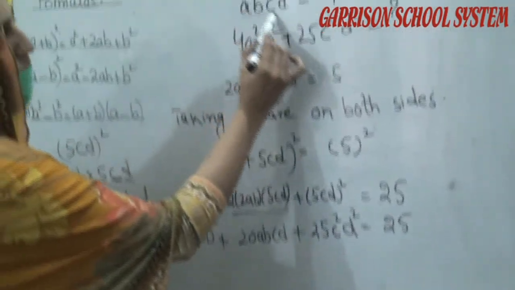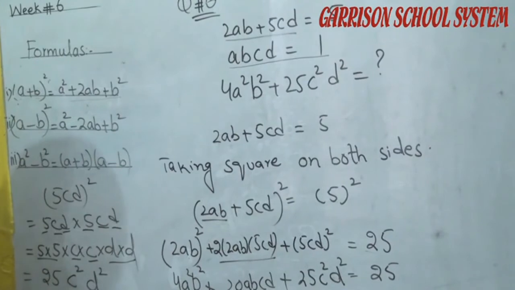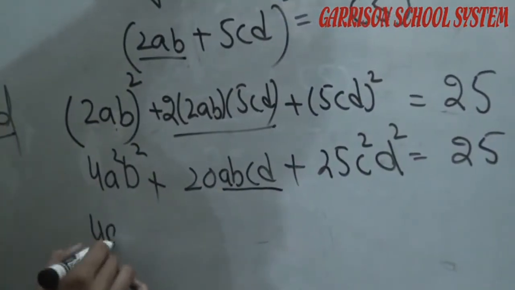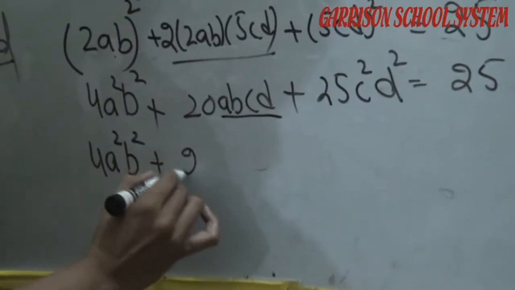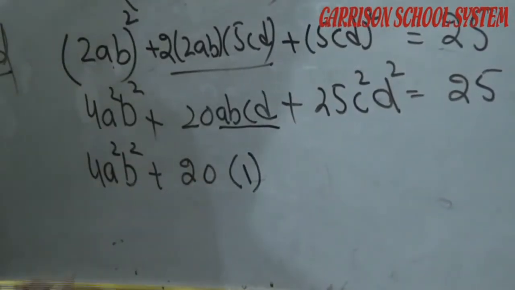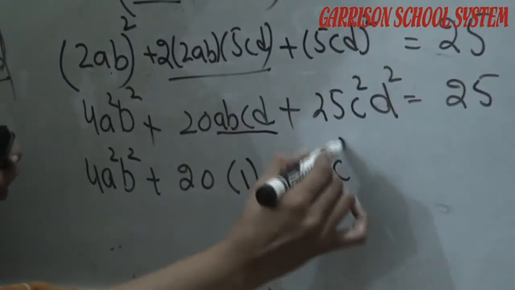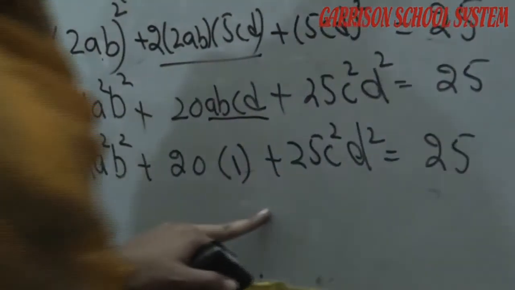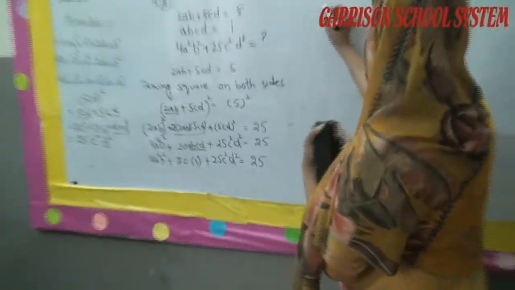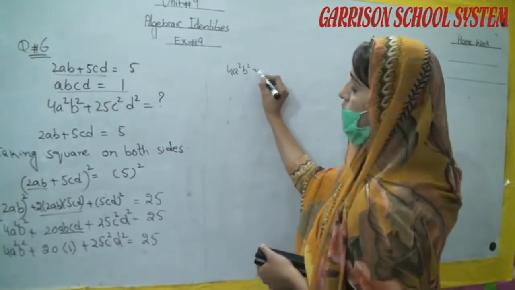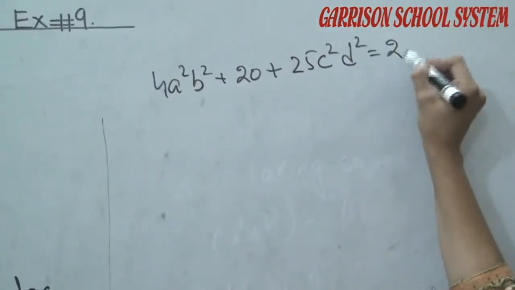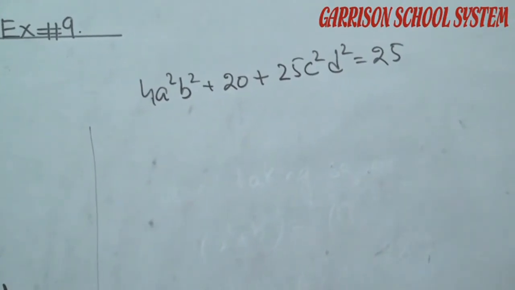Now the value of ABCD is also given in the question, which is equal to 1. Here I will put the value of ABCD, which is equal to 1. 4A square B square plus 20 into ABCD is equal to 1. I will put 1 in place of this. Plus 25 C square D square is equal to 25. 20 into 1 is 20 plus 25 C square D square is equal to 25.